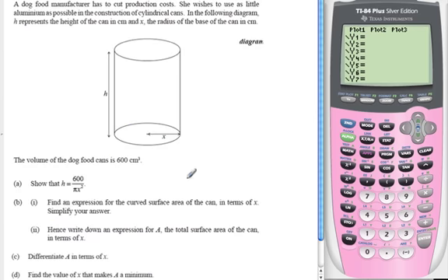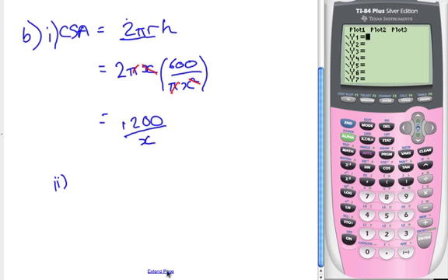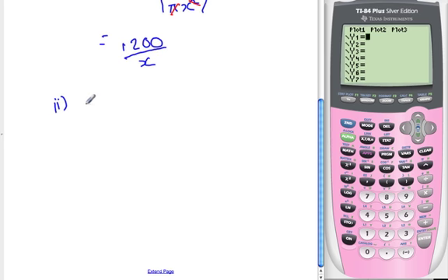It asks us, hence write down an expression for A, the total surface area of the can in terms of x. So our total surface area of the can is just what we just got, the curved bit. Add the circle on top and the circle on the bottom. So our area equals 1200 over x. Add 2 circles, and circles are given by pi r squared, or in this case pi x squared. Alright. On to part C.